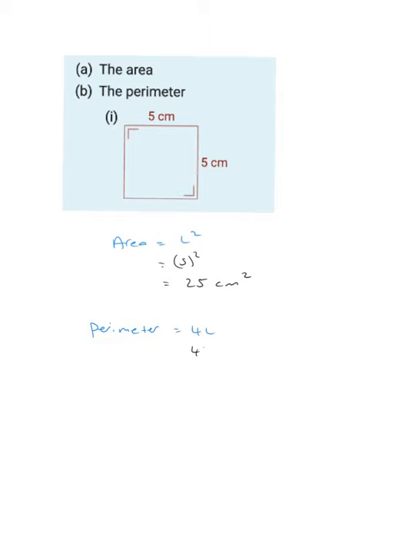So it is 4 times 5, which is 20, and perimeter is always in the units, they give you 20 centimetres. Okay, so then finding the area and perimeter of this rectangle. So then we just write down the formula for the area of a rectangle. So the area of a rectangle is length by breadth, and then just sub in.